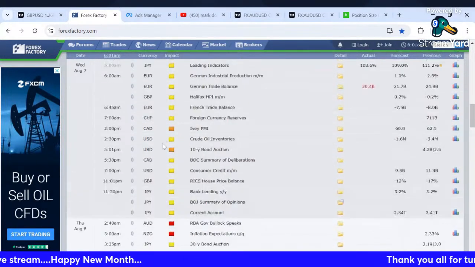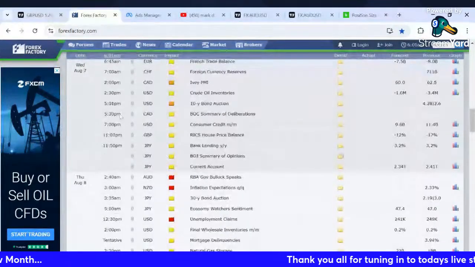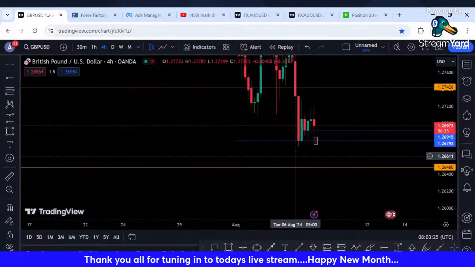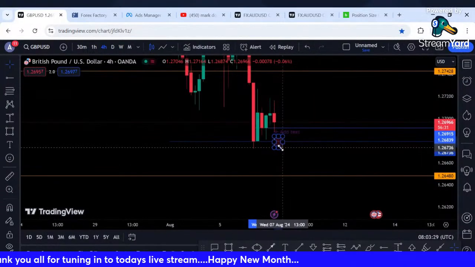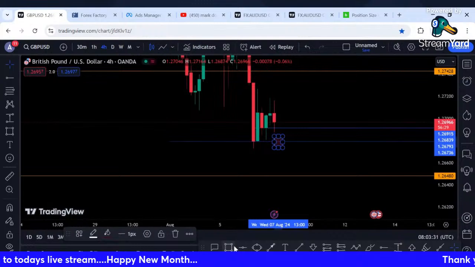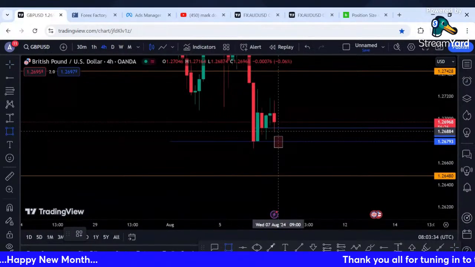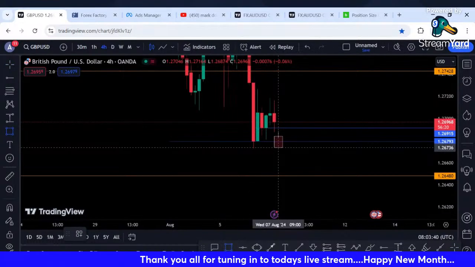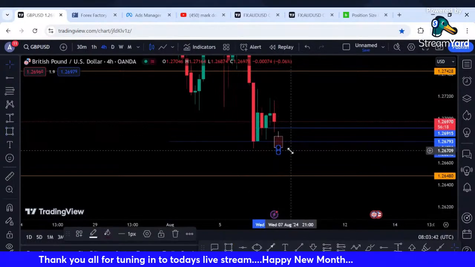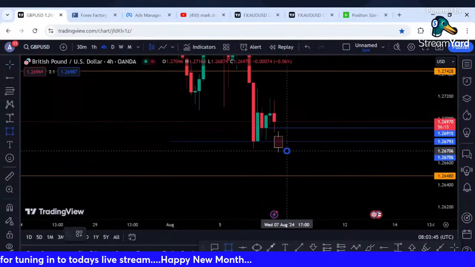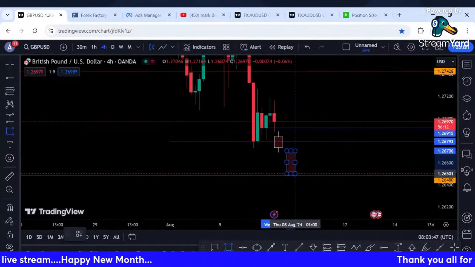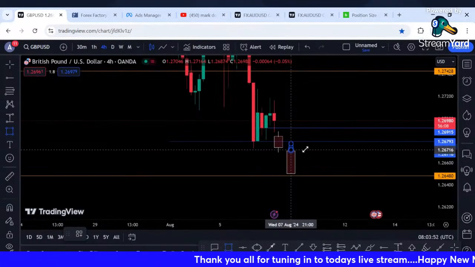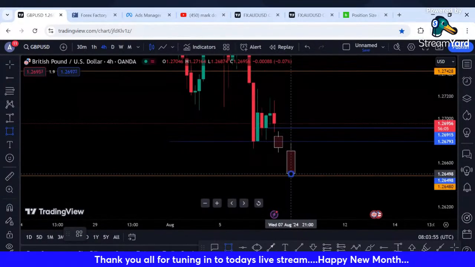Since there's no high impact news, we can be trading the New York session too. So if I see any nice setup, this is what I'm expecting. Let the H4 candle break beneath this one, then we take a sell. This is what you are expecting.